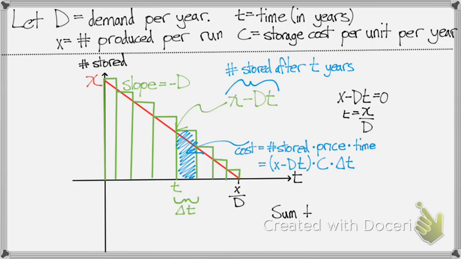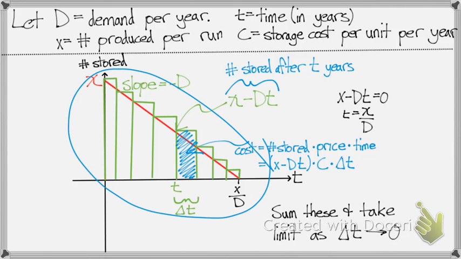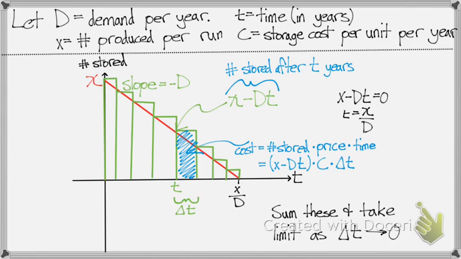Next up, we're going to do this for a bunch of different points in time. And we're going to calculate that storage cost for each of these points in time, and we're going to sum all of those storage costs up. Now, this picture over here should start to look familiar at this point. It looks a lot like what we did when we defined definite integrals in section 13.4.